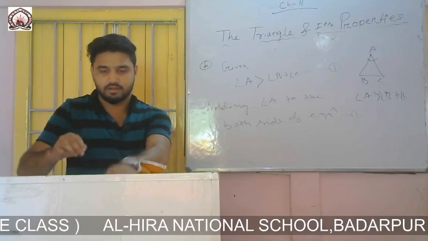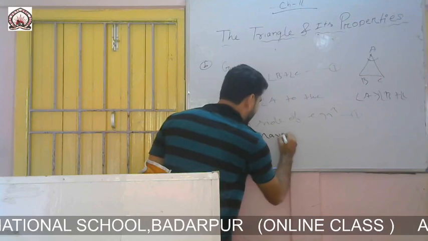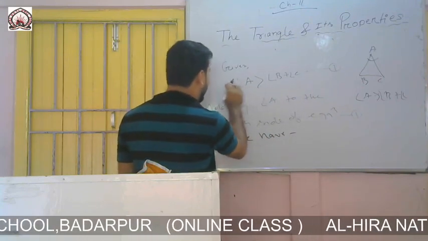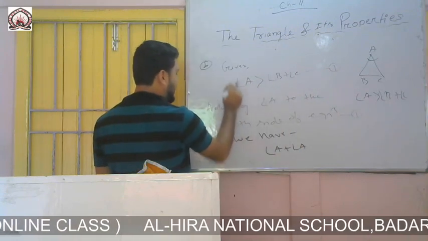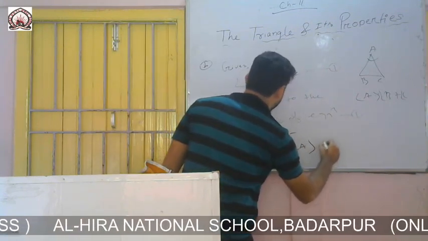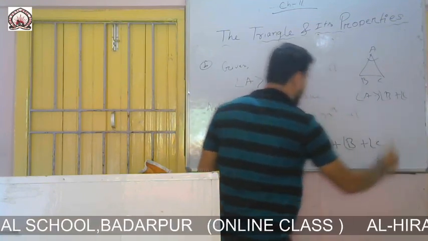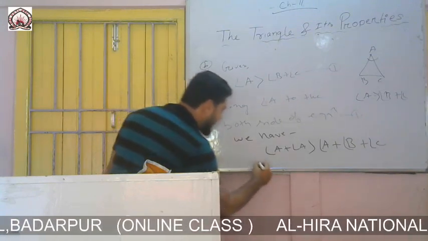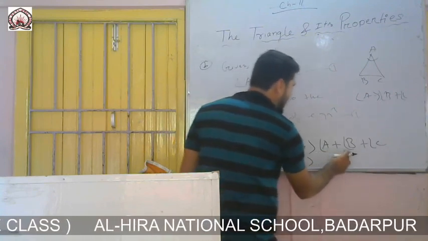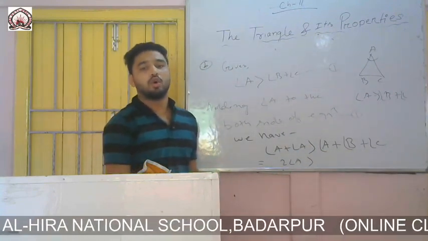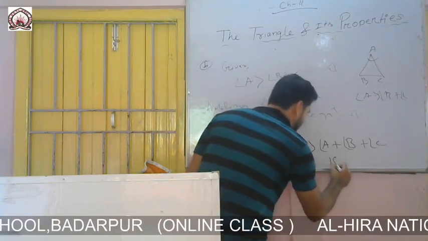Equation 1, we have what? If I add angle A, then we will get angle A plus angle A greater than angle A plus angle B plus angle C. So A plus A, that means 2 angle A greater than, in place of angle A plus angle B plus angle C I can write 180 degrees, because we know the angle sum property of a triangle is 180 degrees. So in place of that I can write 180 degrees.